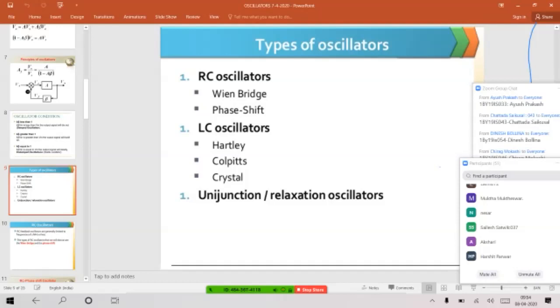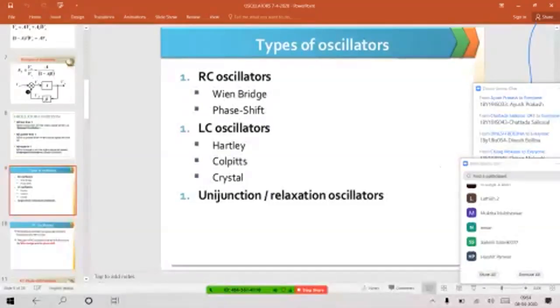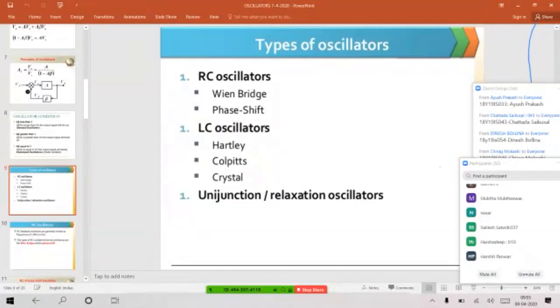RC means that in the feedback network, you have R and C components, that is, resistor and capacitor. In an LC oscillator, you have an inductor and capacitor in the feedback circuitry to generate the required phase shift, and it should help in generating oscillations. So why are we talking about RC oscillators? RC oscillators are electronic circuits used to generate signals in the frequency range of 20 hertz to 20 kilohertz, maximum 1 mega. The audio range is 20 hertz to 20 kilohertz, and that range of frequency can easily be generated with an RC oscillator.